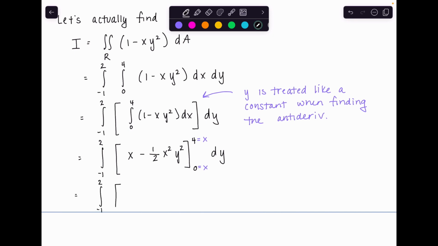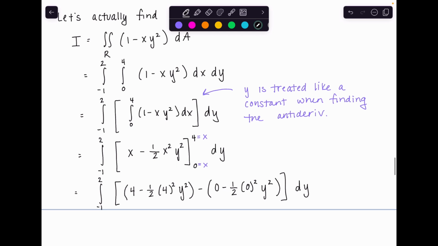So if I plug in the upper bound, that will be 4 minus 1/2 times 4 squared. The y squared stays attached. And then we subtract, plugging in 0 for x. And you can see now our x is completely gone, and I'm just left with something dealing with y. And that's what I want, because now I'm integrating with respect to y.